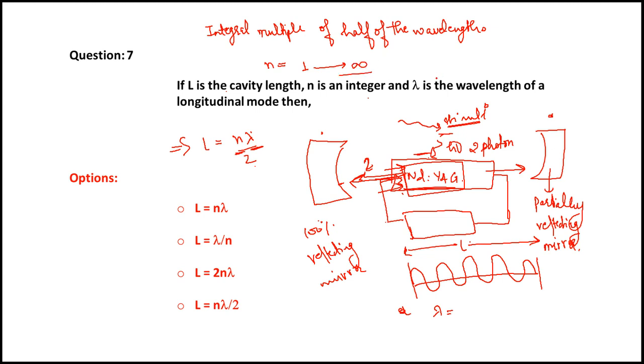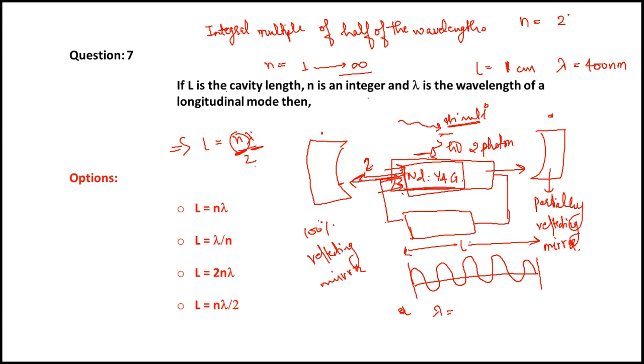Okay. Now, where n, what is the value? n is the number of longitudinal modes. So if you want to calculate the number of longitudinal modes, say the length of the cavity is 1 centimeter and lambda is 400 nanometer, what if I want to calculate the number of longitudinal modes?